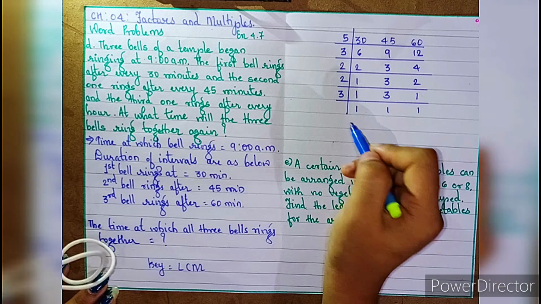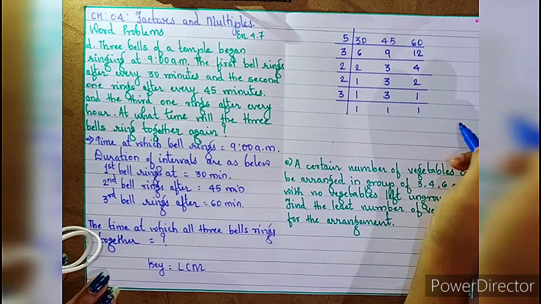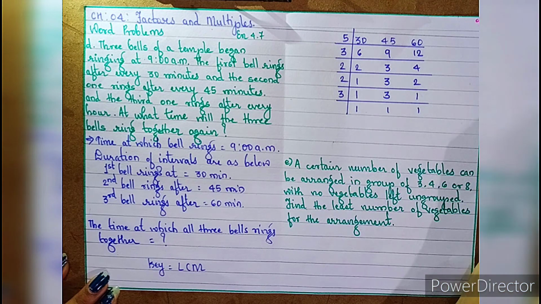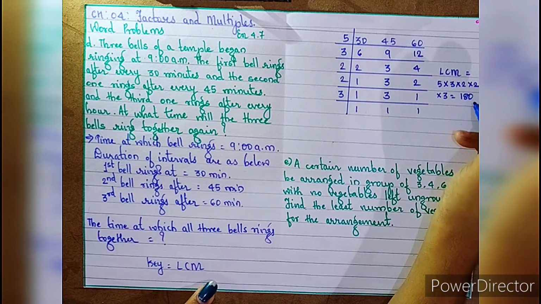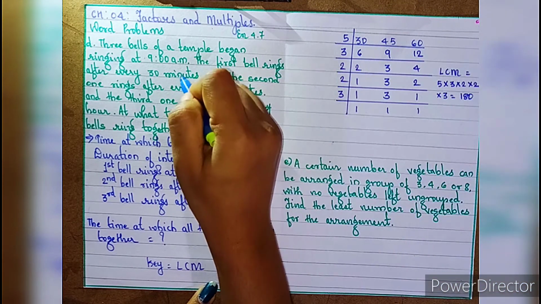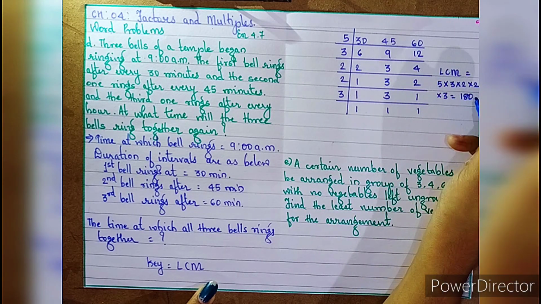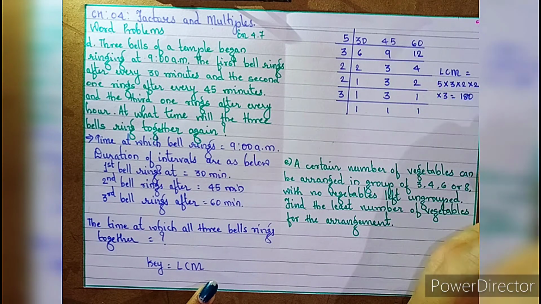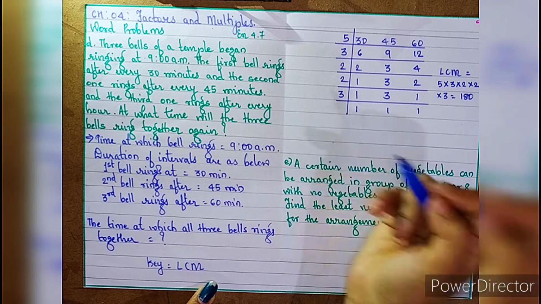So now let's find the product of these factors, that will give us the minute at which all 3 bells ring together. Thus, the product of all these factors is 180. And what is the measure of this? The measure of this is minutes. 30 minutes, 45 minutes, 60 minutes, isn't it? Therefore, 180 is what? Minutes. So, after 180 minutes, all 3 bells will ring together again.